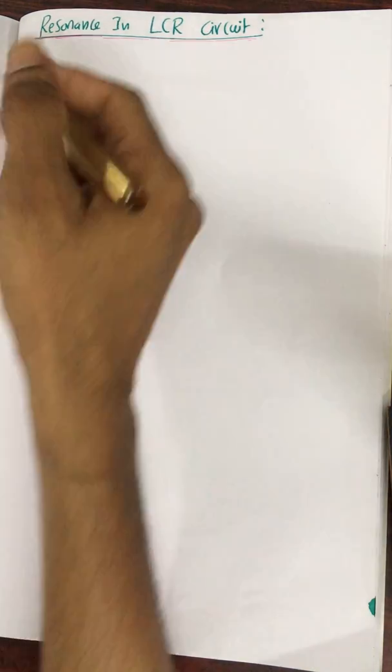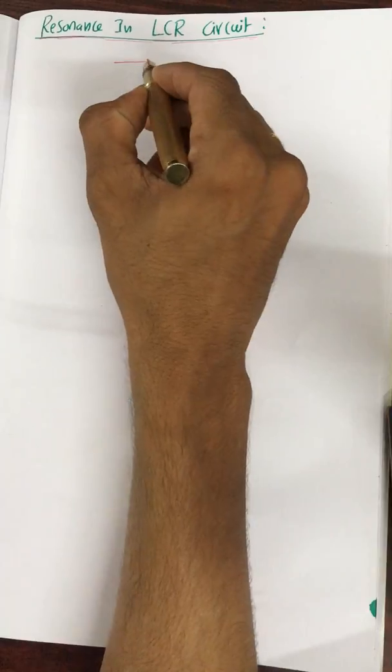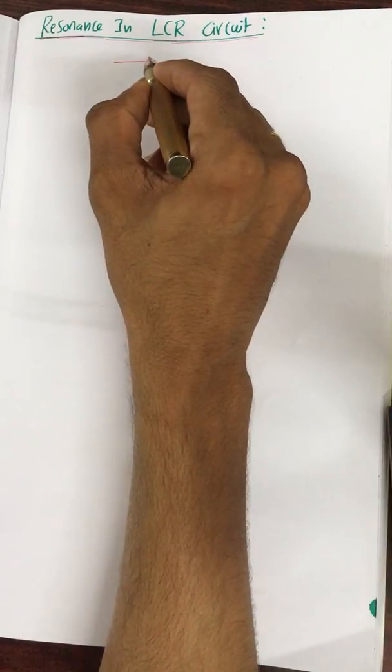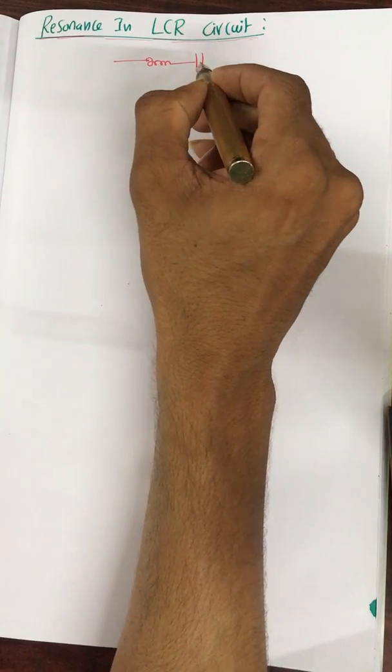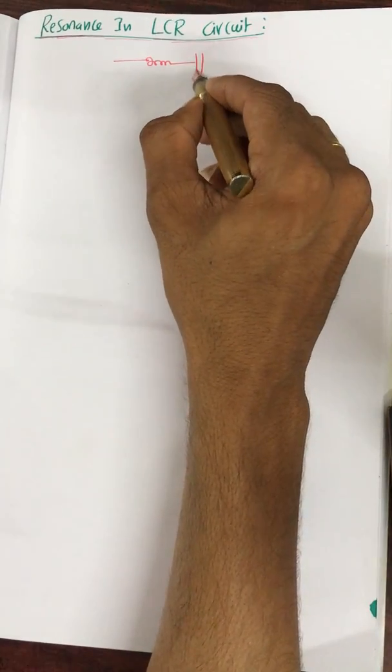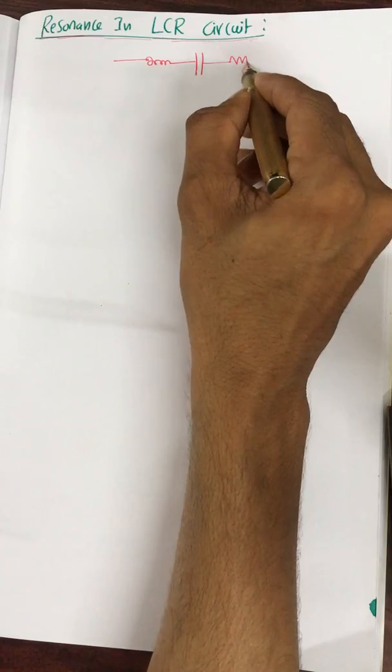Hello, this time I will talk on resonance in case of LCR circuit. We have got a series of inductor, capacitor and resistor connected across an AC generator. So let me just draw it here. This is the inductor L, and I'm going to draw it this way. Next comes the capacitor having a capacitance C, and next comes the resistor having the resistance R.